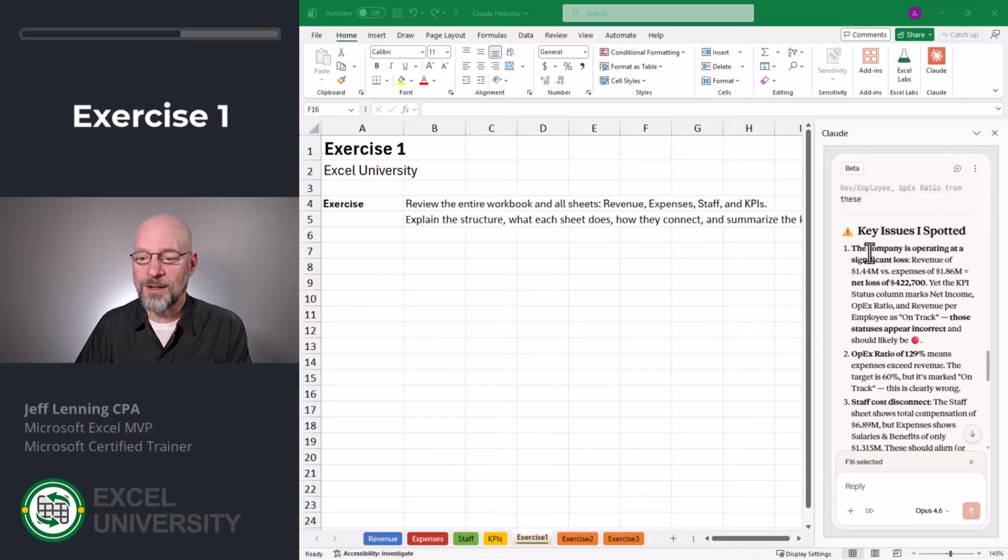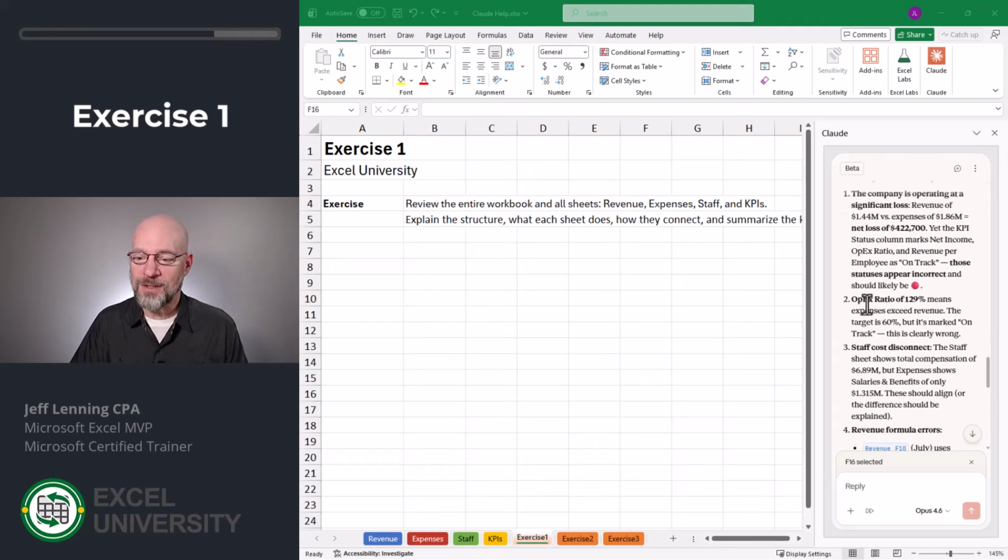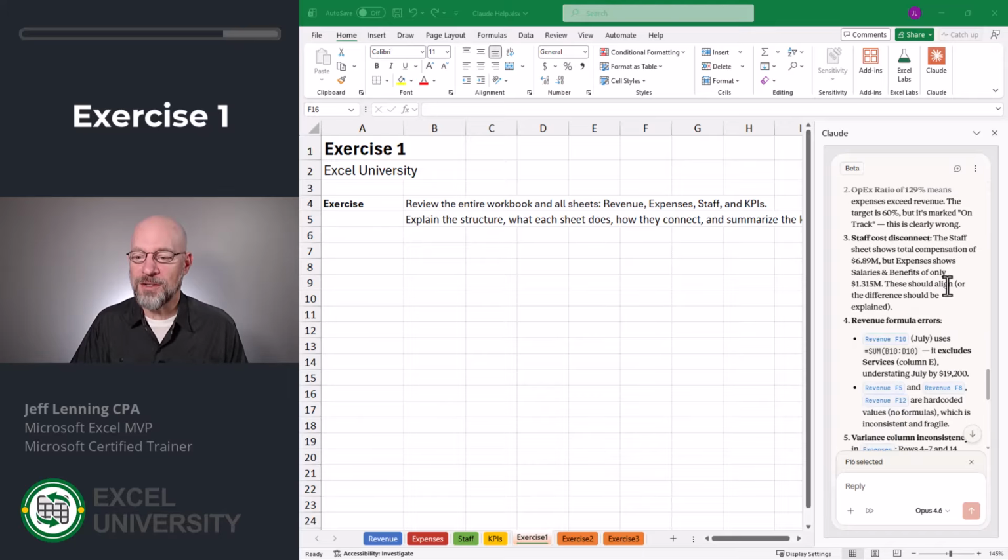Key issues I spotted. The company is operating at a significant loss. Revenue of 1.44 million versus expenses of 1.86 million. Net loss of 422,000. Yet the KPI status column marks net income, OPEX ratio, and revenue per employee as on track. Those statuses appear incorrect and should likely be red. Okay, I think it's understanding. OPEX ratio of 129% means expenses exceed revenue. The target is 60%, but it's marked on track. This is clearly wrong.